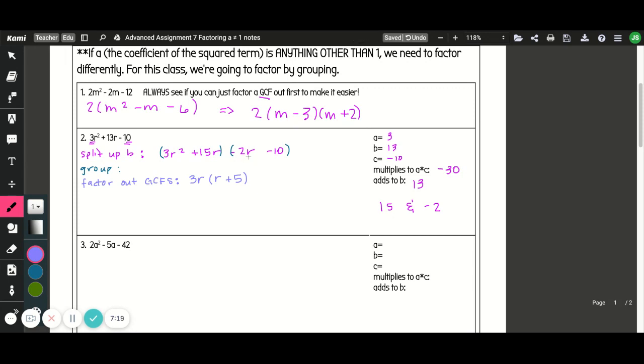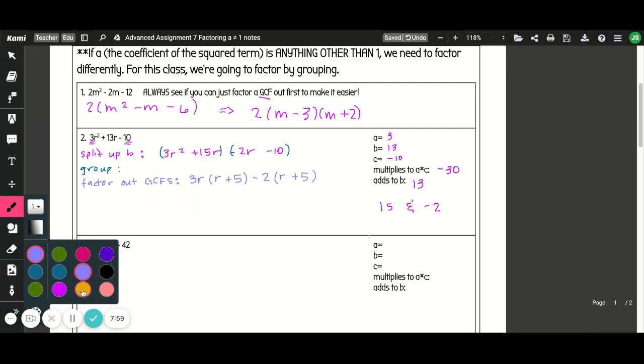I'm going to do the same with the second one. And our goal is to get this to match this. So if there's a negative here, always factor out a negative. So what goes into 2R and 10 is a 2. And I'm always going to take out a negative if there is one. So I'm going to take a negative 2 out. Can't take an R because the 10 doesn't have one. So negative 2 divided by negative 2 is positive 1. I didn't take out the R, so that's going to stay. Negative 10 divided by negative 2 is positive 5.